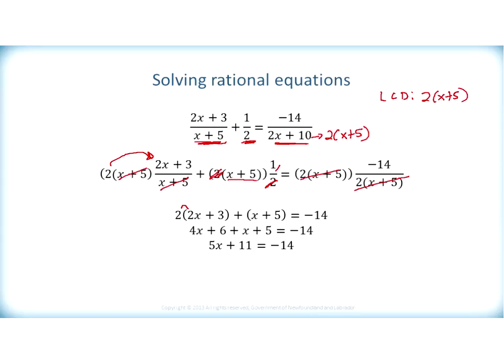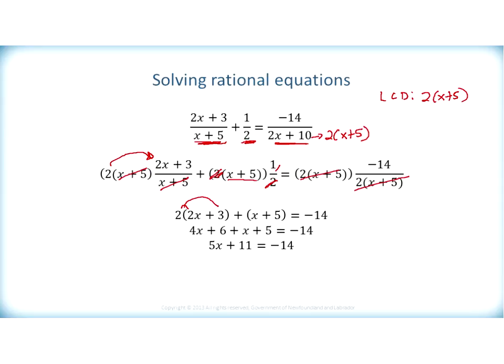Using the distributive property, we have 4x plus 6 plus x plus 5 is equal to negative 14. So we have 2 times 2x gives us 4x, 2 times 3 is 6, x plus 5. And that gives us, when we collect the like terms and simplify, 5x plus 11.